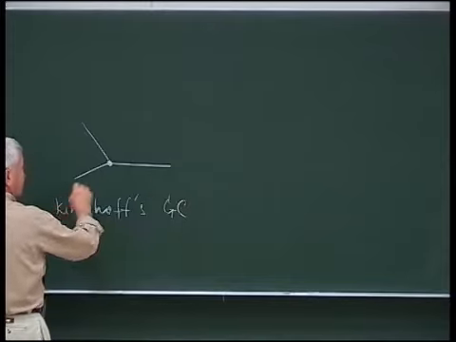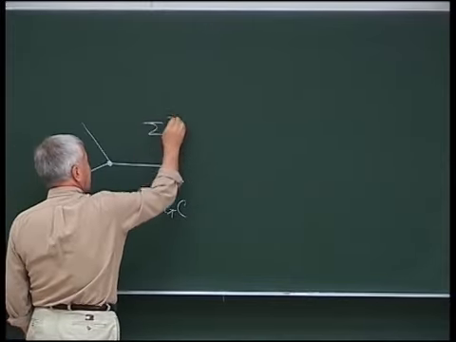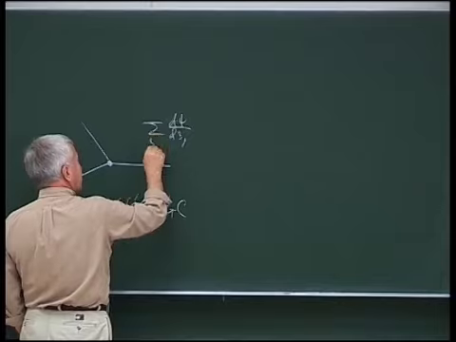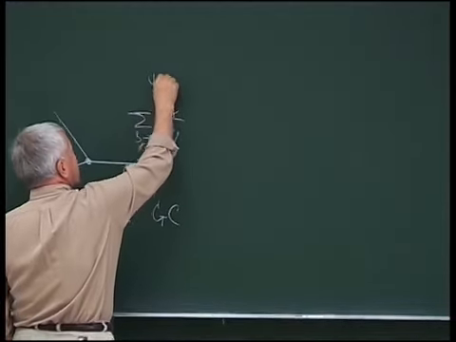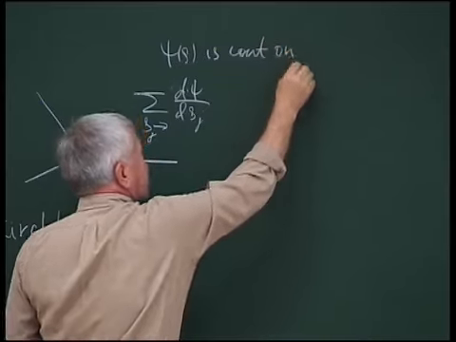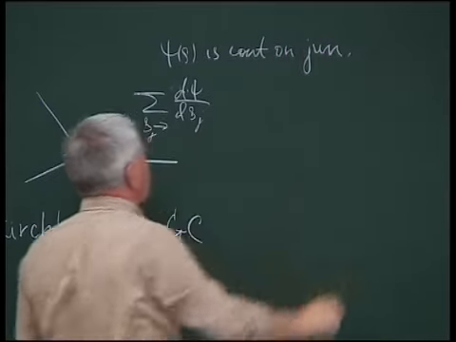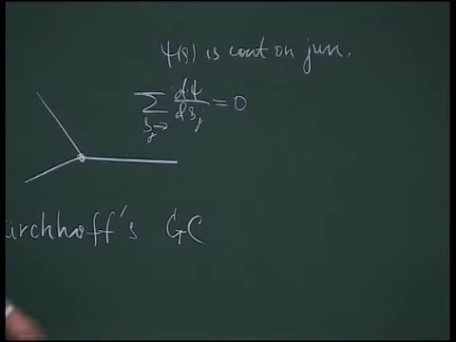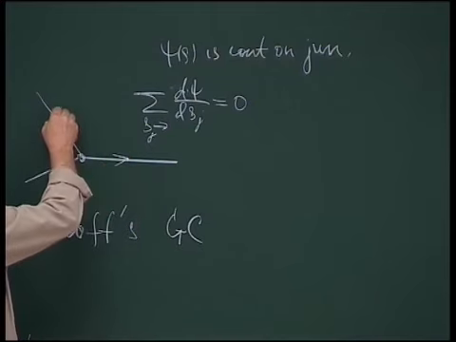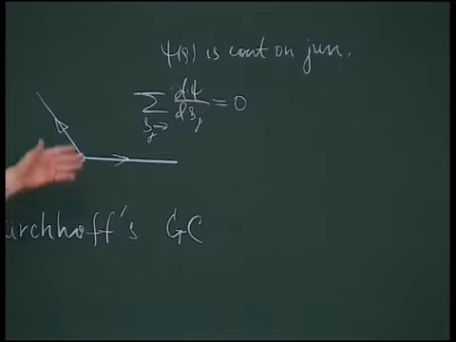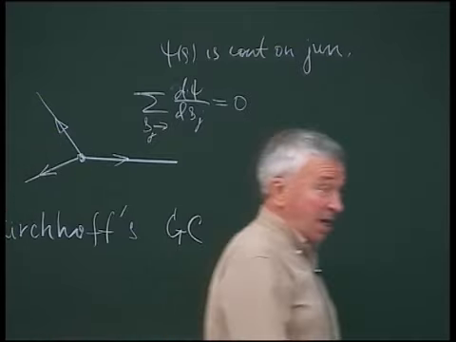Which means that the sum of the d psi d sj, as sj tends to 0, first of all, the function psi of s is continuous on the junction. And secondly, the sum of the limiting derivatives, which I must calculate, for instance in the direction out of the junction, this sum must be equal to 0.